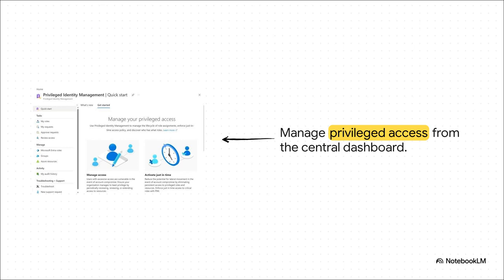Over on the left, you've got your tasks: My Roles, My Requests, Approve Requests, plus options to manage access or activate roles just in time. It's all built to show you exactly who has what and enforce those policies effortlessly.